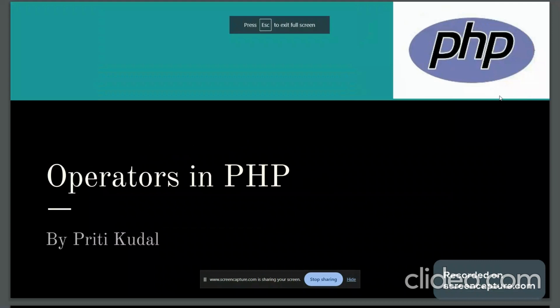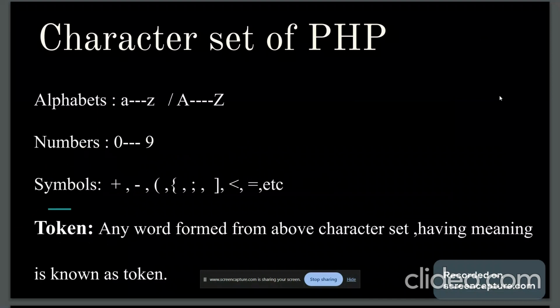Operators in PHP. Before that, we will try to understand what is the character set of PHP. It means what characters on the keyboard we will use to write the program or code or script of PHP. We will use alphabets. We can use any number combination from 0 to 9 digits. We can have different symbols.